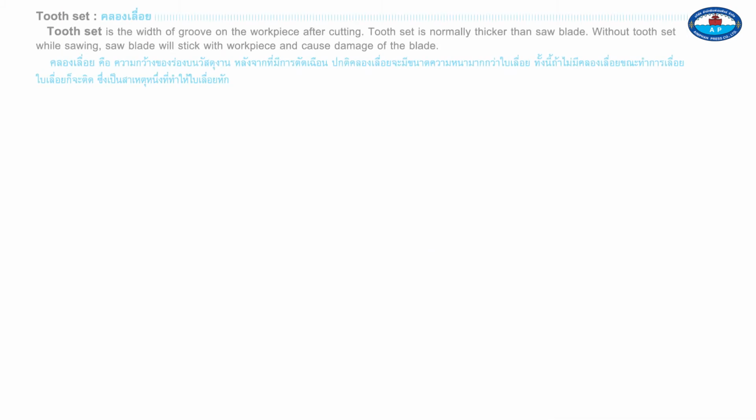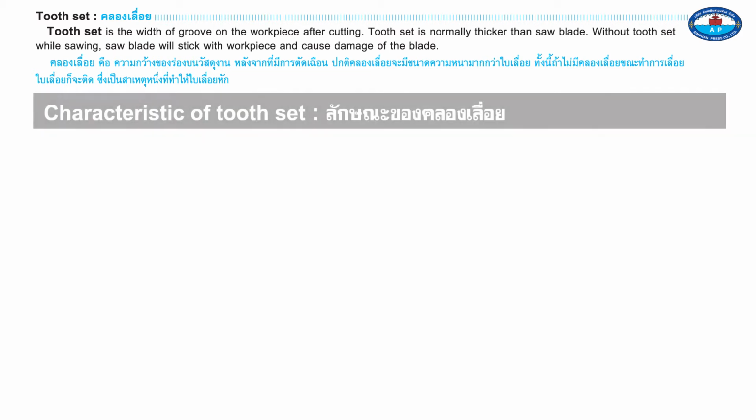Page 89. Tooth set. Tooth set is the width of the groove on the workpiece after cutting. Tooth set is normally thicker than the saw blade. Without tooth set while sawing, the saw blade will stick to the workpiece and cause damage to the blade.